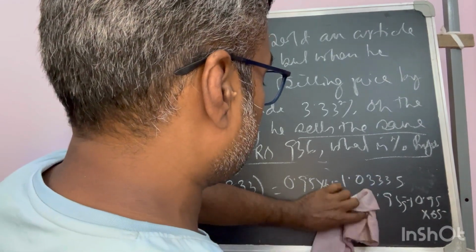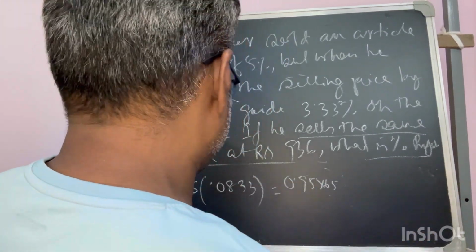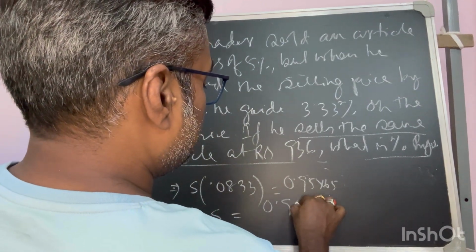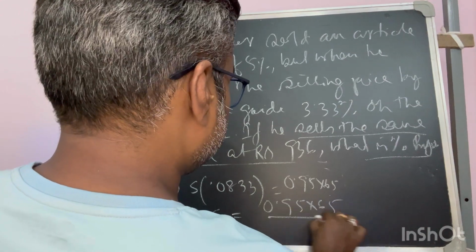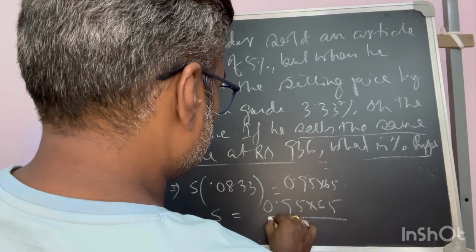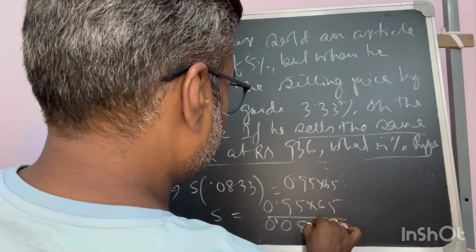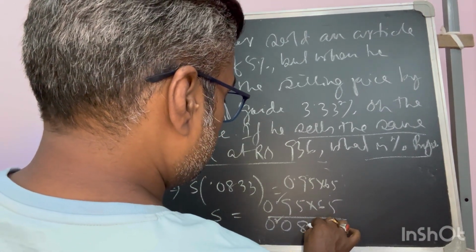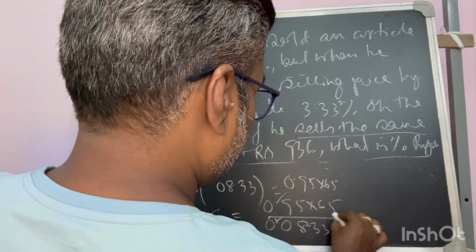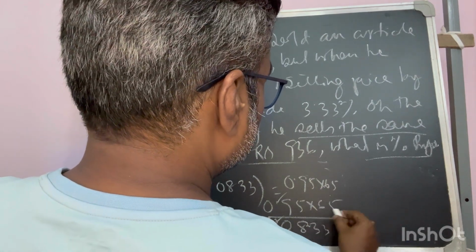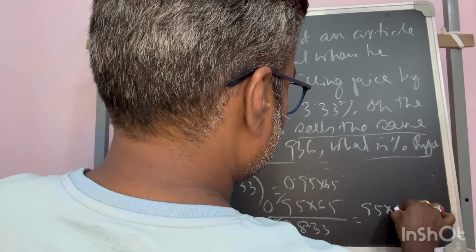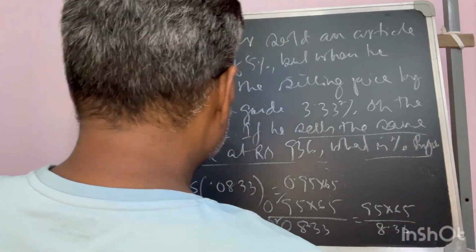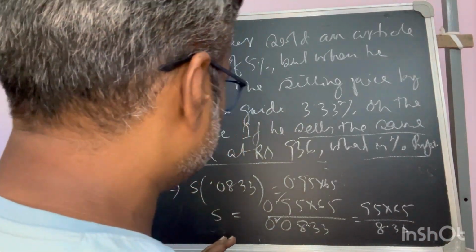I am not going to calculate this. There may be possibilities that it will be cancelled out. So S is equal to this; I'm calculating the sales price. It is equal to 0.833, now two zeros, 8.33. So this will be 95 into 65 by 8.33. This is the sales price.